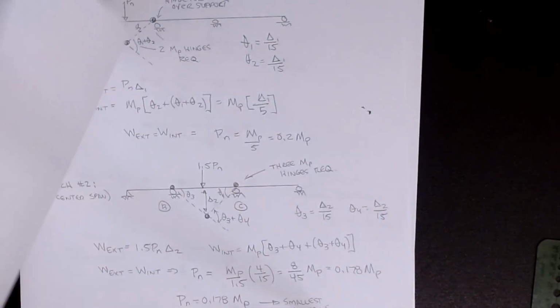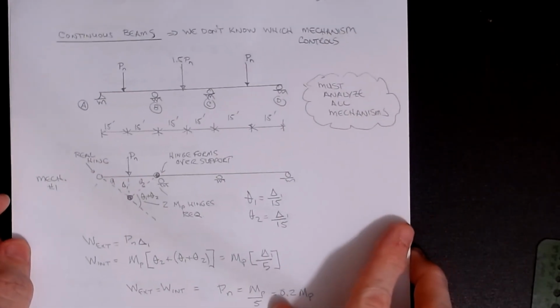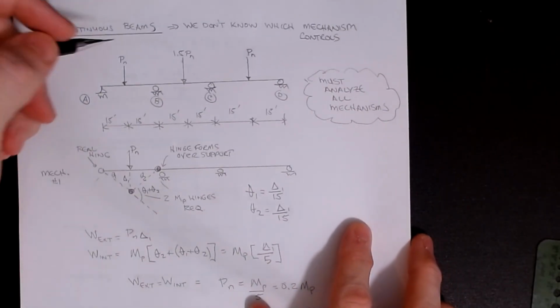Okay, all right, so that's kind of the basics. Now let's take a look at what you do with continuous beams. Suppose I have something a little bit more complex. And the problem with this one is that now I have a continuous beam.